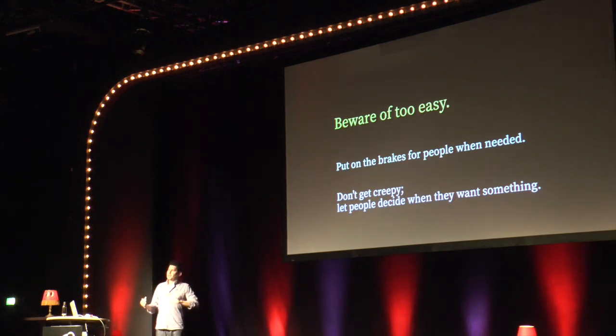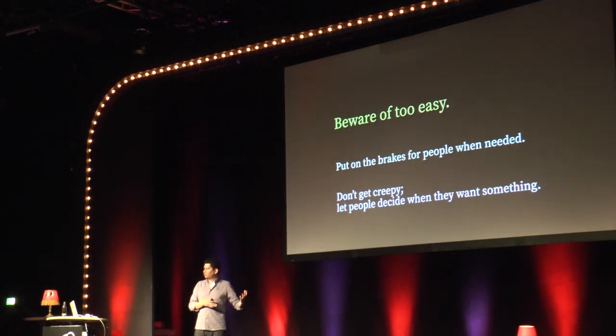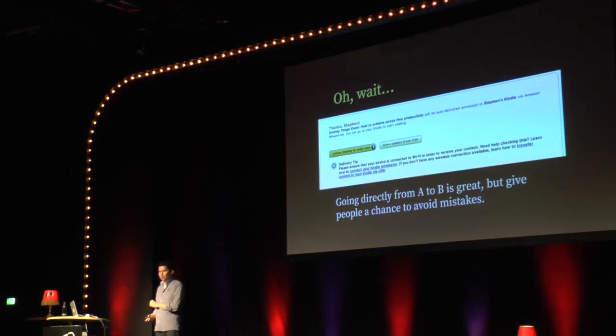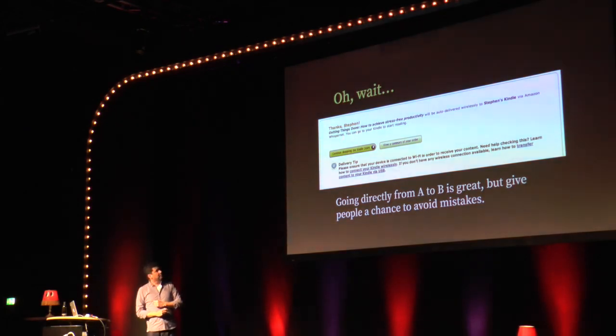Don't get creepy though. Allow people to say, I want this. I want you to read my mails and give me this kind of thing. Or don't be too easy. I want to be able to stop the Amazon one-click process before I do something like this. I apparently bought Getting Things Done by David Allen just by clicking once, and okay, got it. That's it.